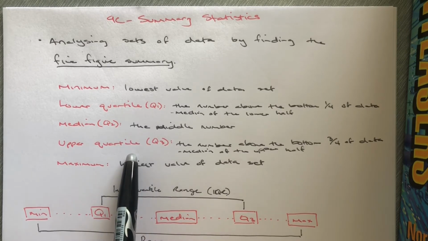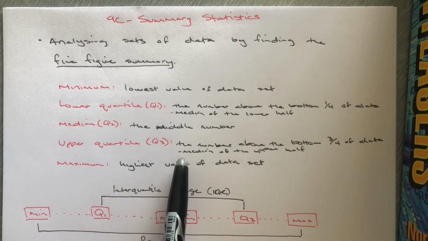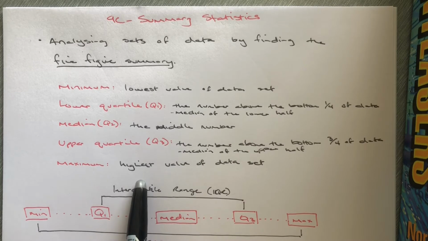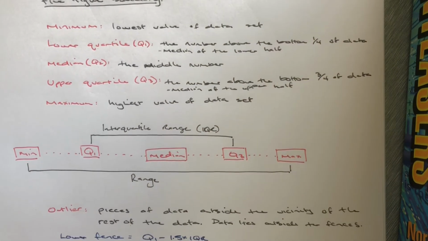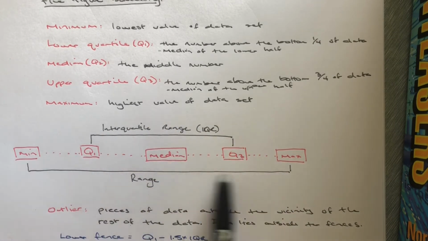The next one, upper quartile, is the same thing as the lower quartile, except it's the median of the upper half. And the next one's maximum, which is the highest value of the data set. Now, what I've got here in this little diagram is the same as what I showed just above. It's just in a bit of a drawing.